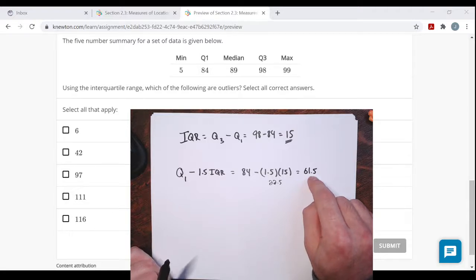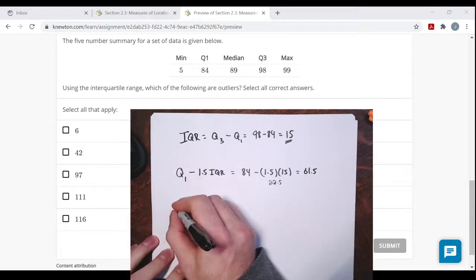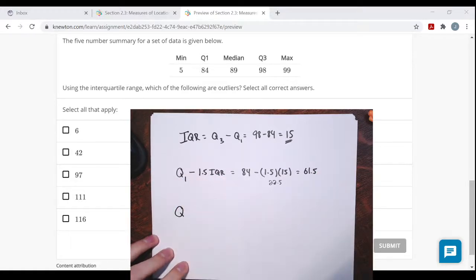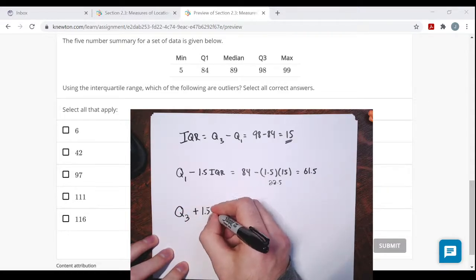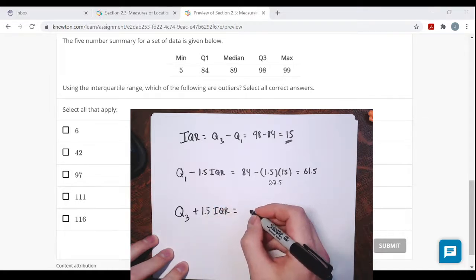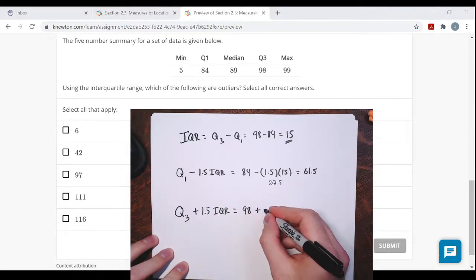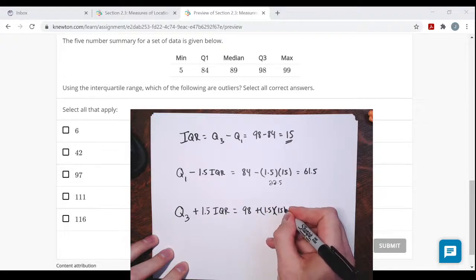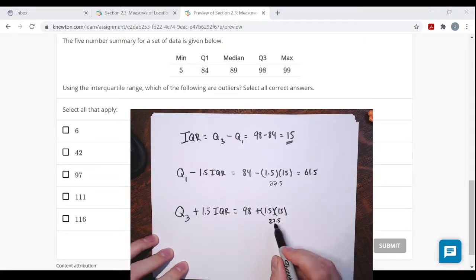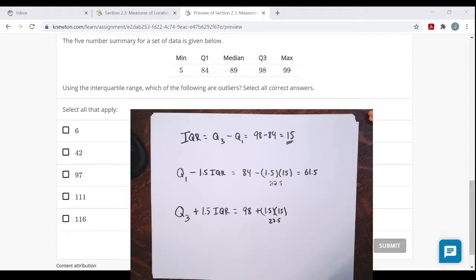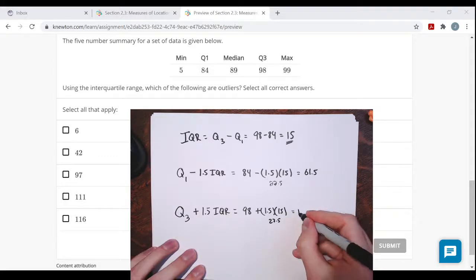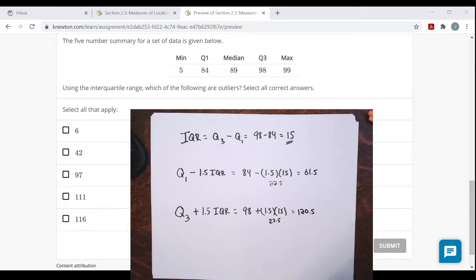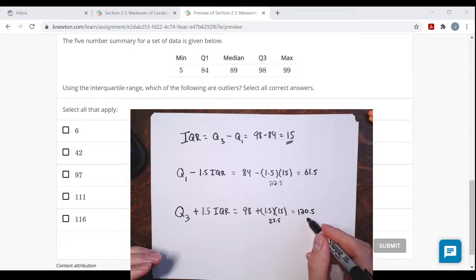All right. And then for the upper end, I go to Q3, and then add 1.5 interquartile ranges. So Q3 in this set is 98, and then adding 1.5 times 15, or again 22.5, this would be 120.5. Right, 98 plus 22.5. Anything above this would be considered a potential outlier.